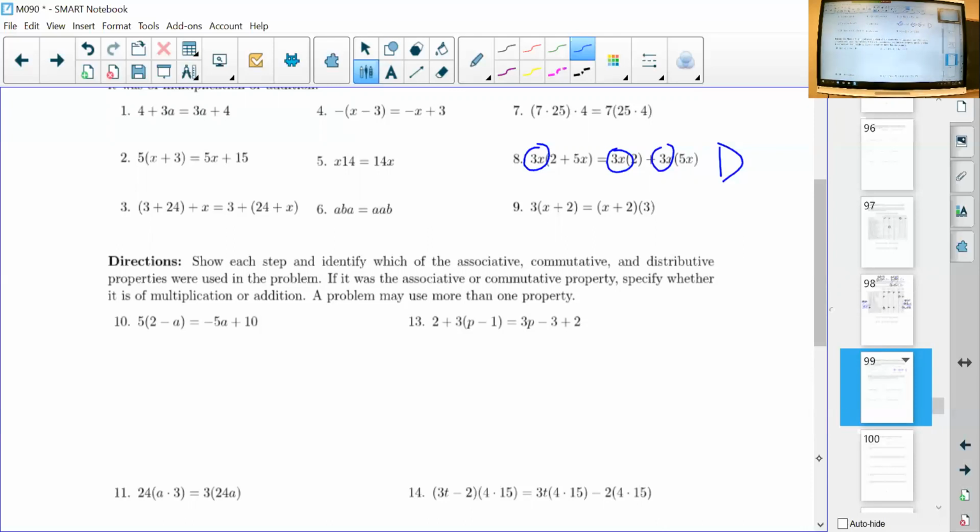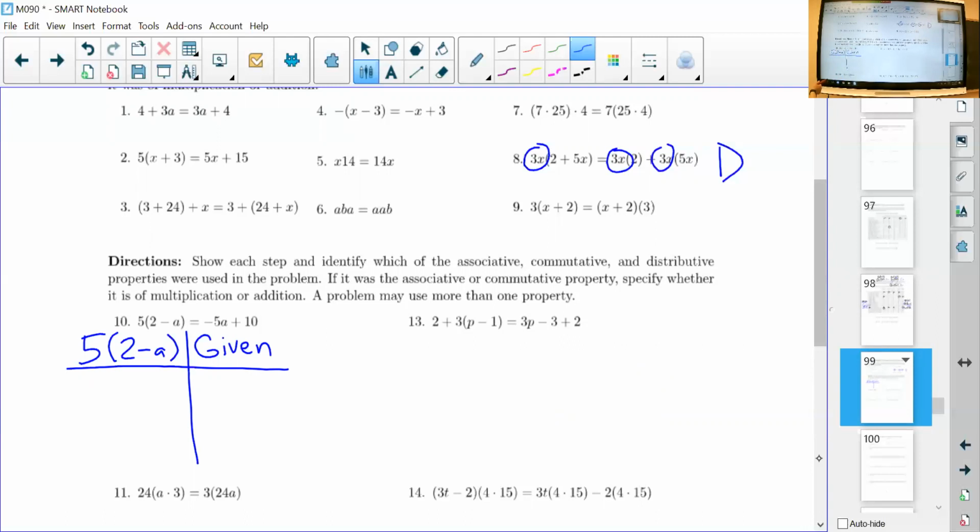So for example, on number 10, we start with 5 times 2 minus a. We have 5 times 2 minus a. That is given. This is kind of a 2-column proof. You may have done this in a geometry class or some other class. We're having the statement and then the reason. Why is this true? Well, because it's what we were given. That's always the first one.